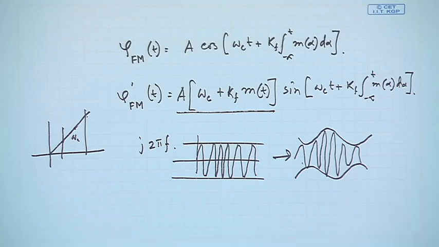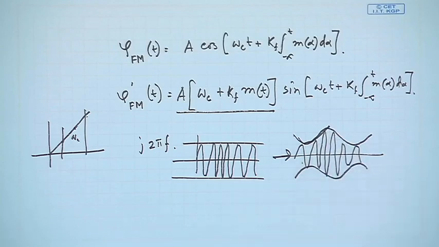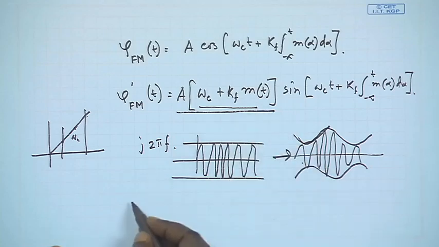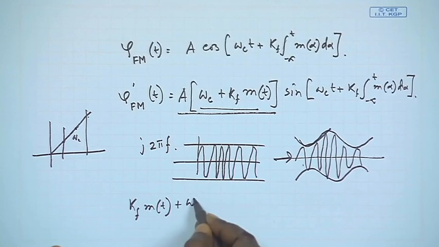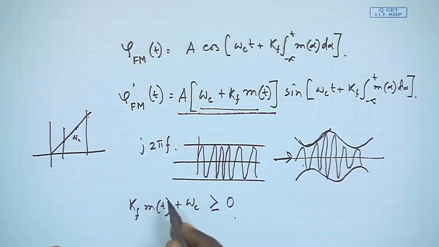As long as I can ensure that envelope detection gives me a signal back, as long as this is not doing a zero crossing. We have already learned that in AM modulation. So what is the condition that this will not be crossing 0? If this remains always positive, that means I have to write Kf m(t) plus omega c must be greater than 0, right. This is something I will have to write.